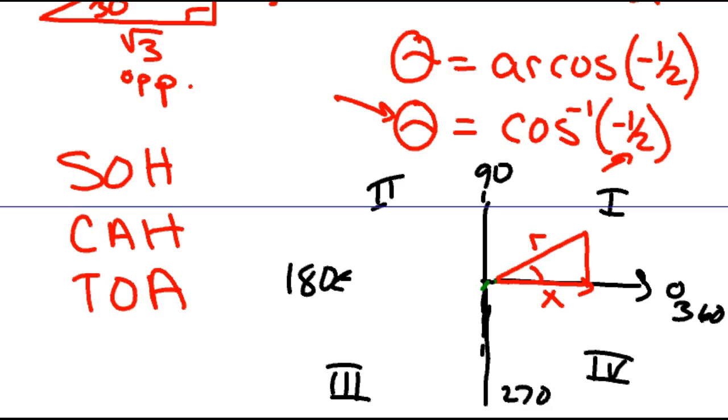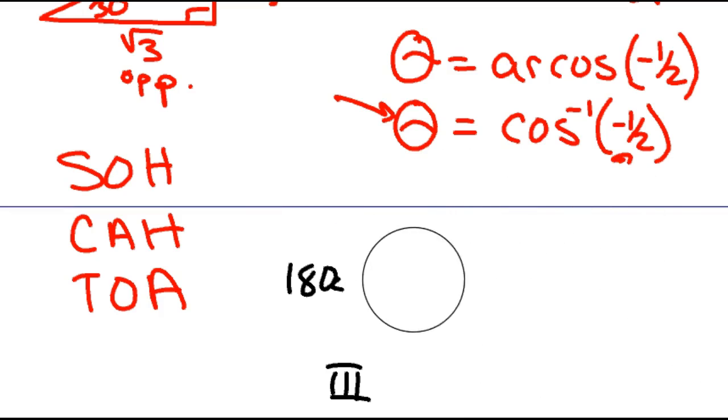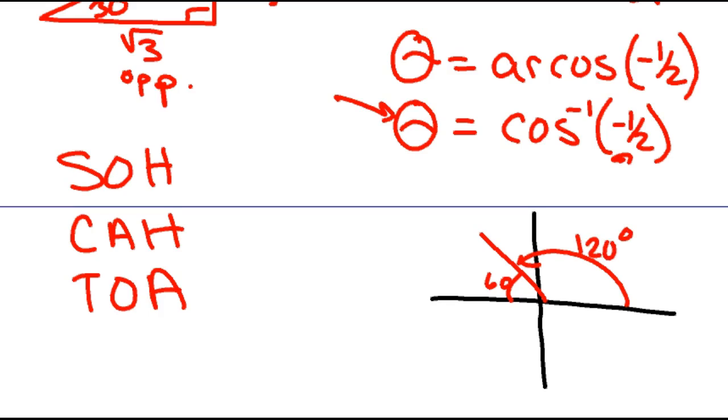So I'm just going to get rid of that and start over. So knowing that, we have one angle that's 60 degrees in this quadrant. That's the reference angle, 60 degrees in the second quadrant, which would mean that has to be 120 degrees to make the full 180. So we know one of our answers is 120 degrees.